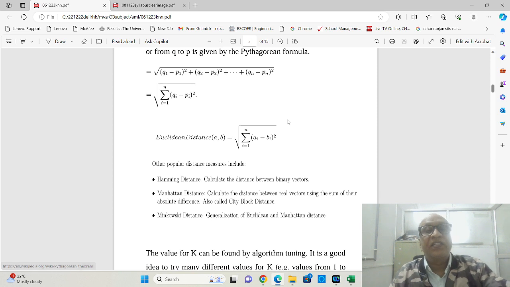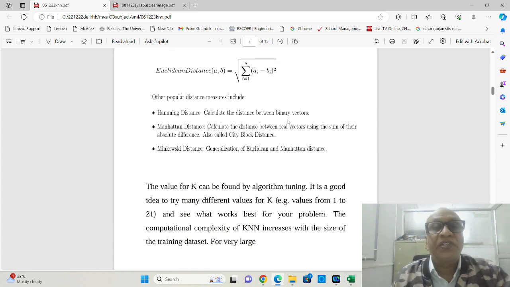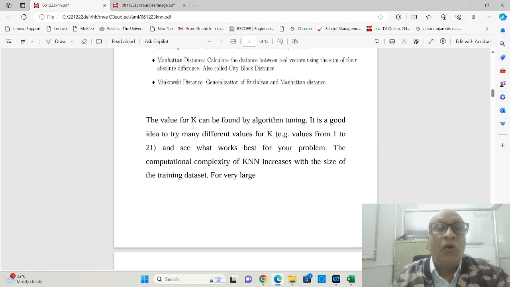Along with Euclidean distance, what are the other popular measures for distance? You have Hamming distance, Manhattan distance, absolute distance, Minkowski distance, and many more. Now, I need to assume the value of K. How do I choose the value of K correctly? By tuning the algorithm. You can take values of K from 1 to 21 and see which one works best for you.